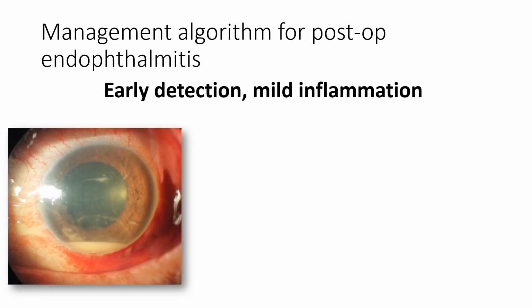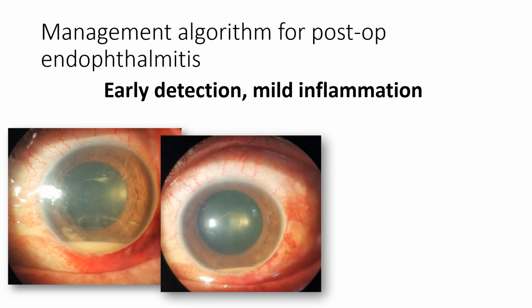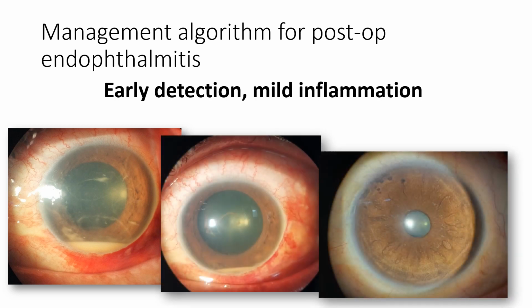If we have early detection with mild inflammation and we manage the case at the appropriate time, it is very much possible to manage these cases just by adding some topical medications. And this is one example of such a case where the patient had a post-operative endophthalmitis and was operated for vitrectomy, and there is a reaction here which resolved after a while.